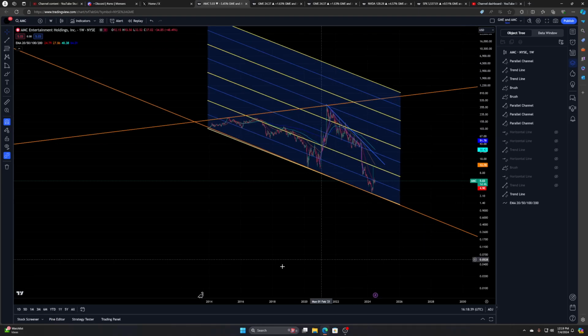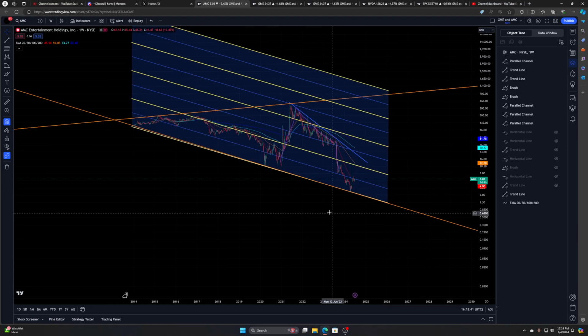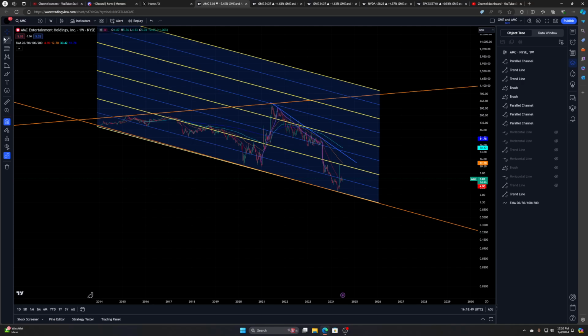And that's pretty much all it is. Now, here I've done the same thing in AMC. Now, this is an extreme bull case for AMC. So we can identify these channels, right? So we can identify tops.